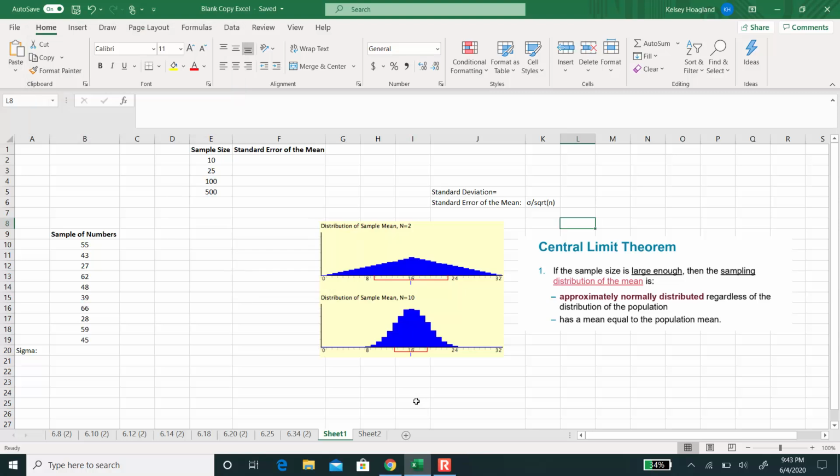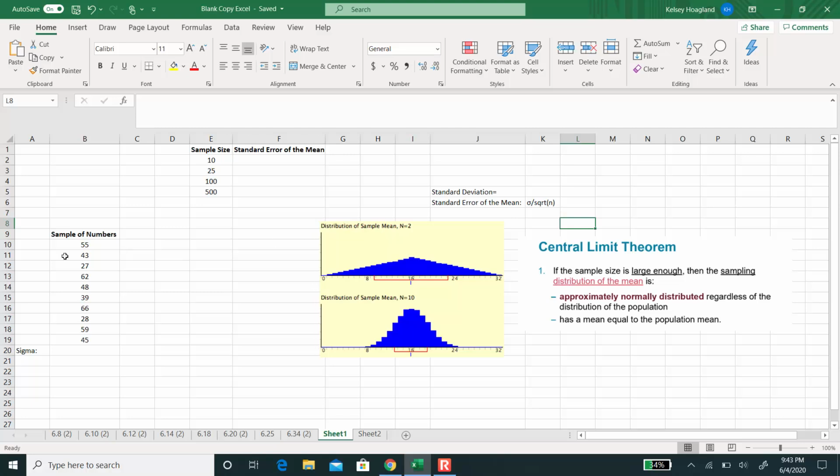So in this video, we're going to learn about the distribution of the mean and the central limit theorem. The sampling distribution of the mean is the distribution of the means of all possible samples of a fixed size n from some population. The standard deviation of the sampling distribution is called the standard error of the mean.